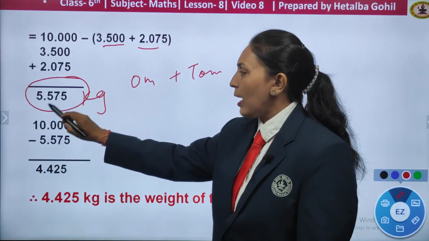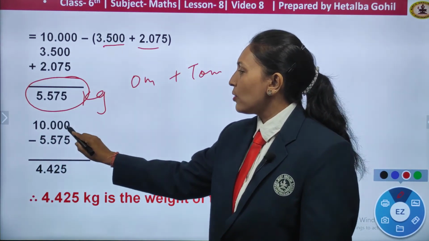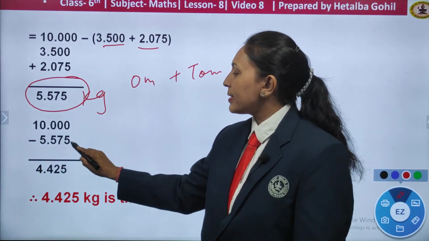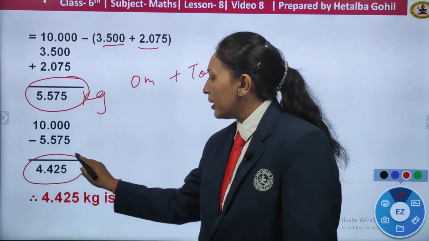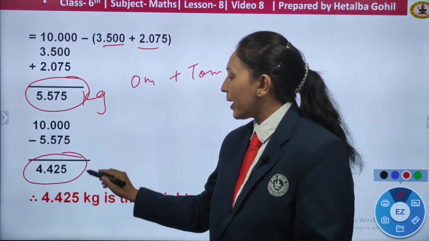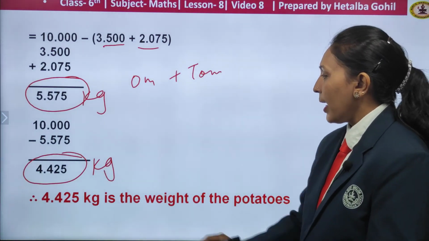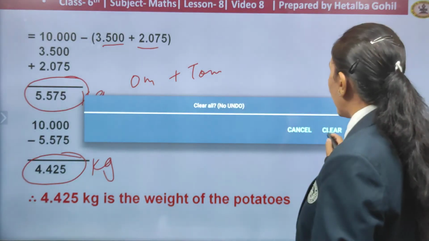Now, this weight I have to subtract from the total weight, that is 10 kg. So, 10.00, because there is no decimal part, minus 5.575. Now, subtracting these 2, the left out weight here, that is 4.425 kg, will be the weight of potatoes here. So, 4.425 kg is the weight of the potatoes.